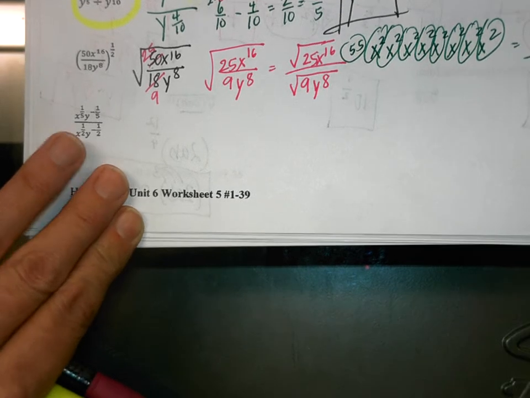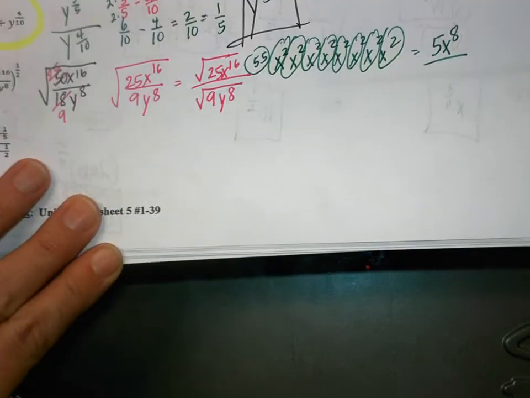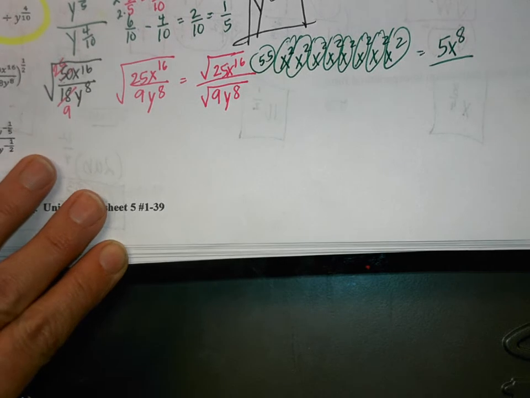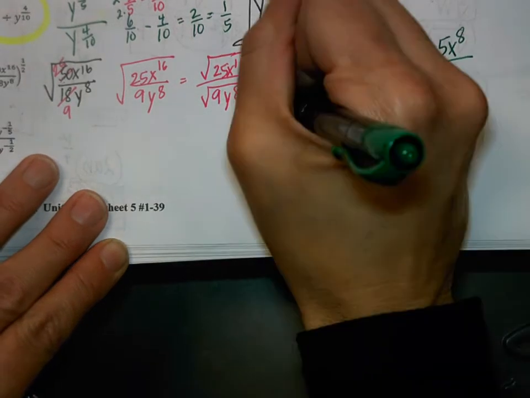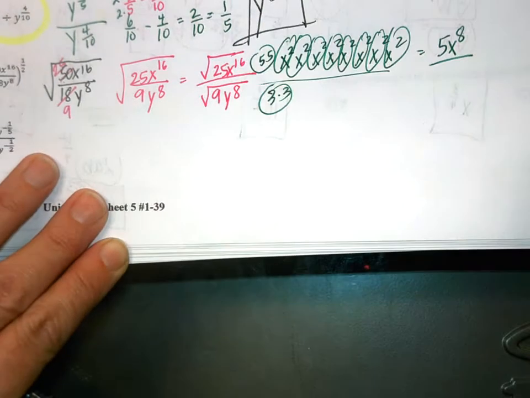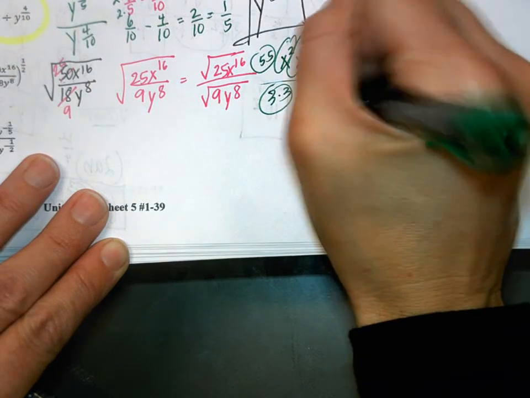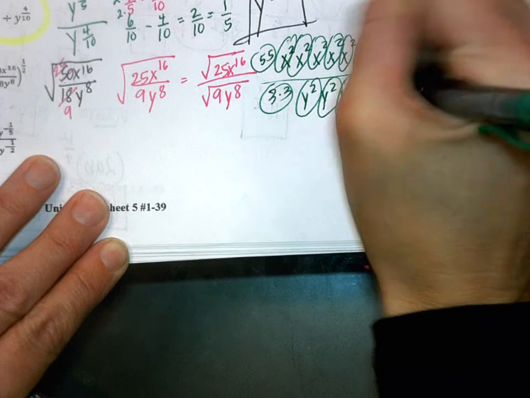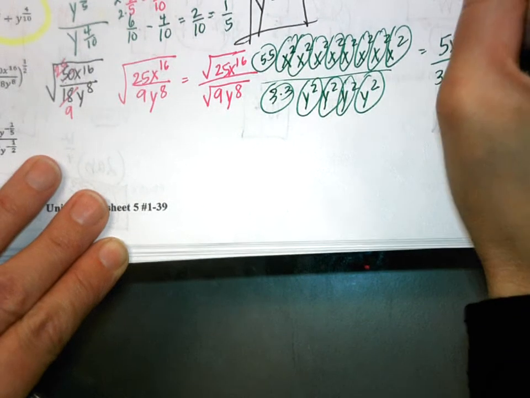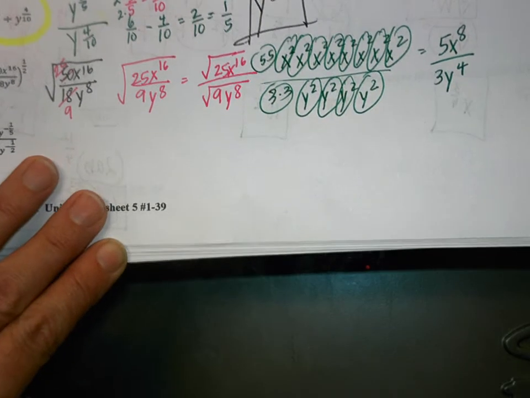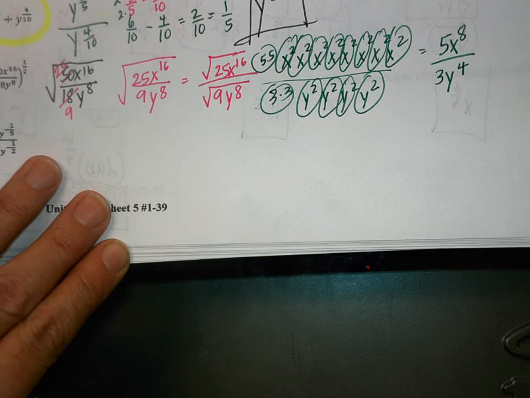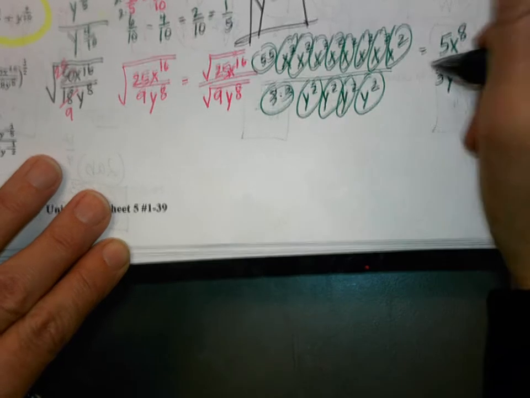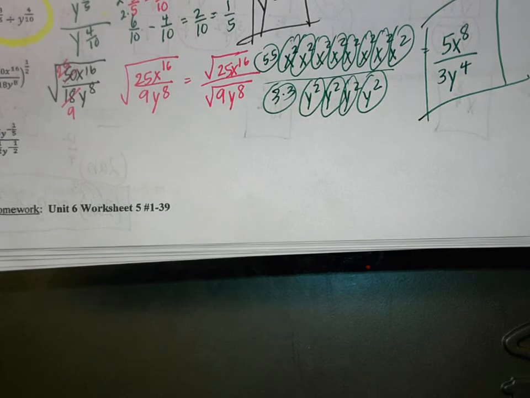And then, oh, sorry. What happens in the denominator? 3 and 3. And y to the 8th, so 2, 4, 6, 8, 1, 2, 3, 4 groups, so 3y to the 4th. Can I simplify anything? No. Okay. Are we good? Yes, Dylan.